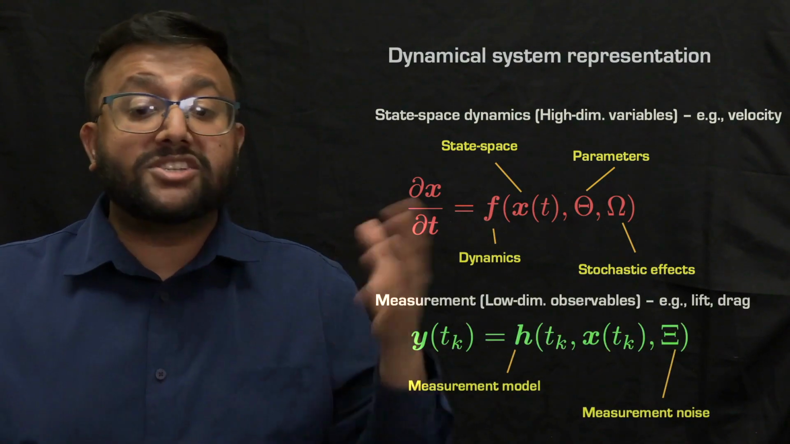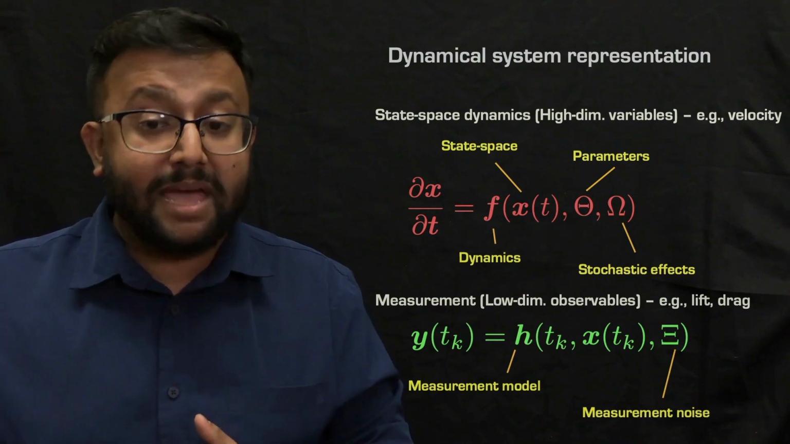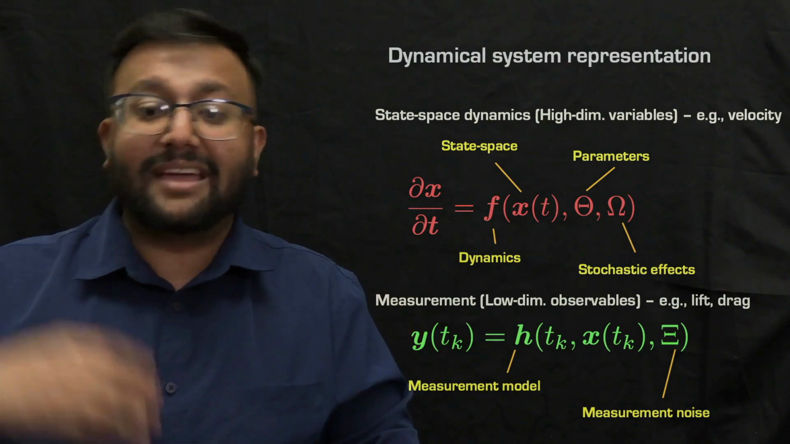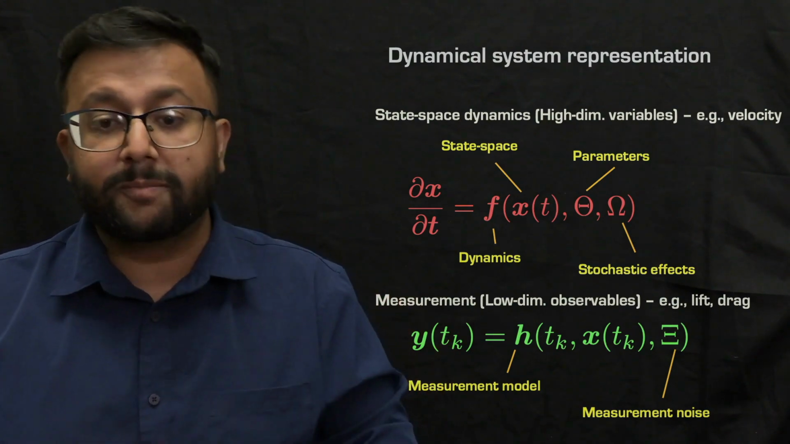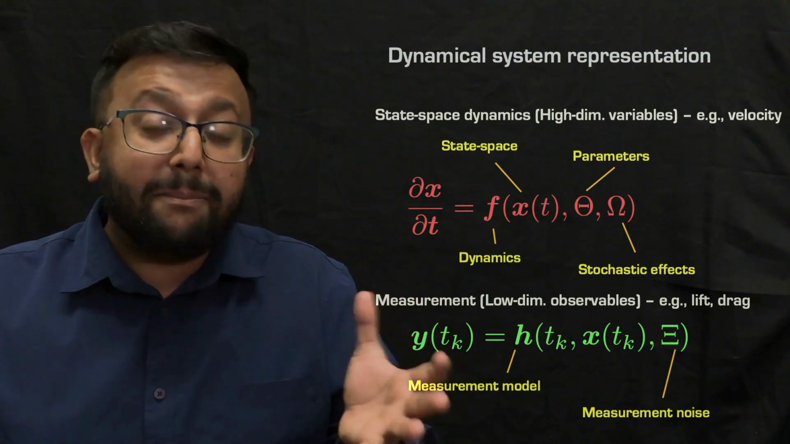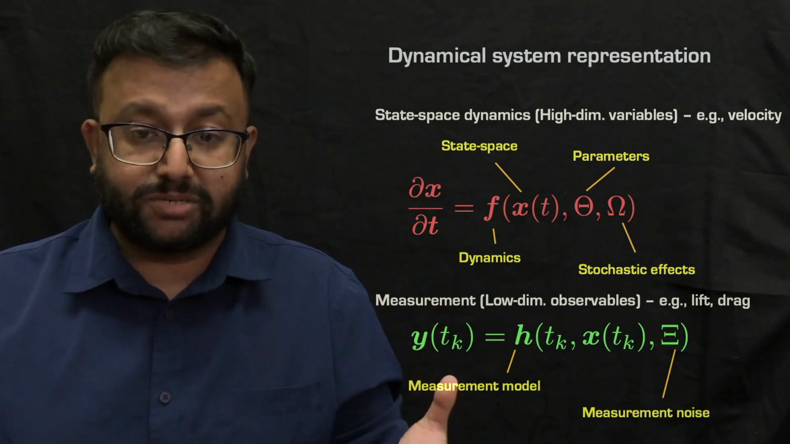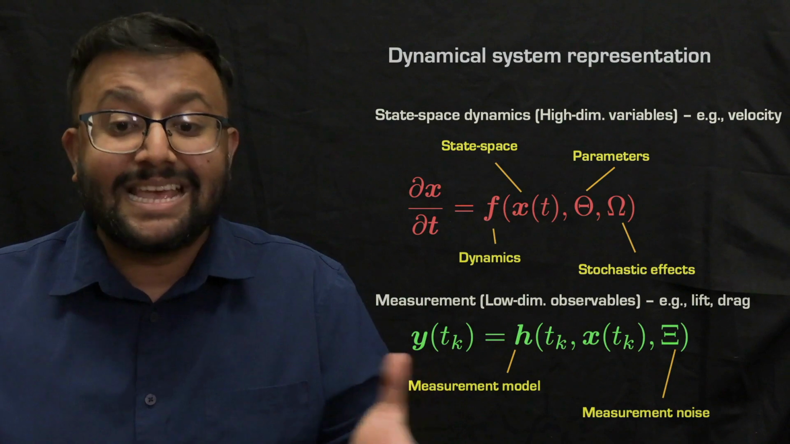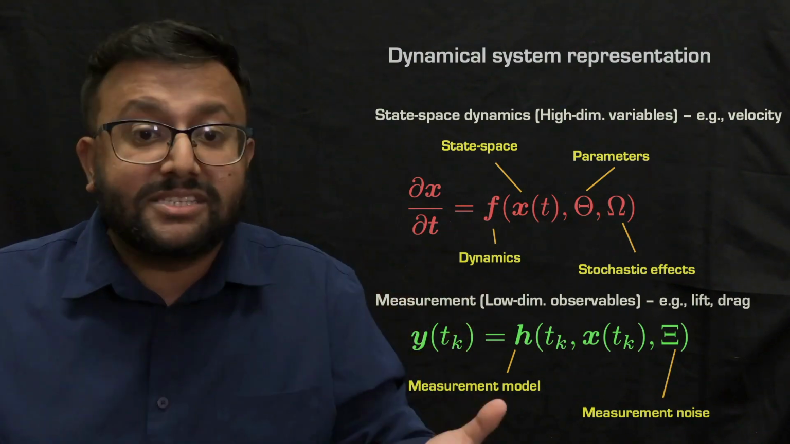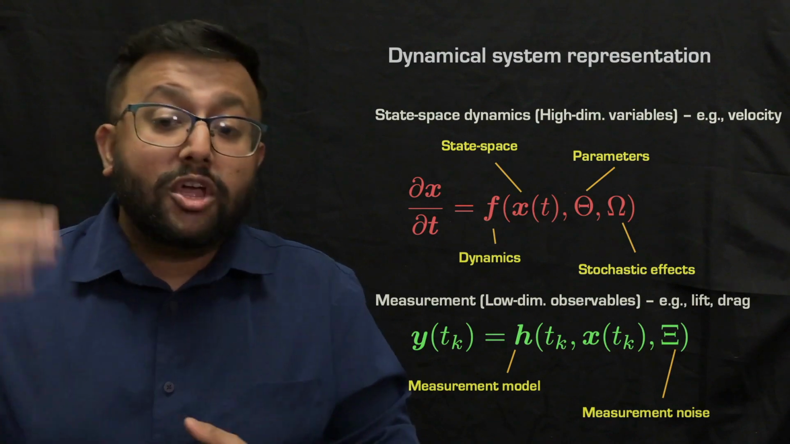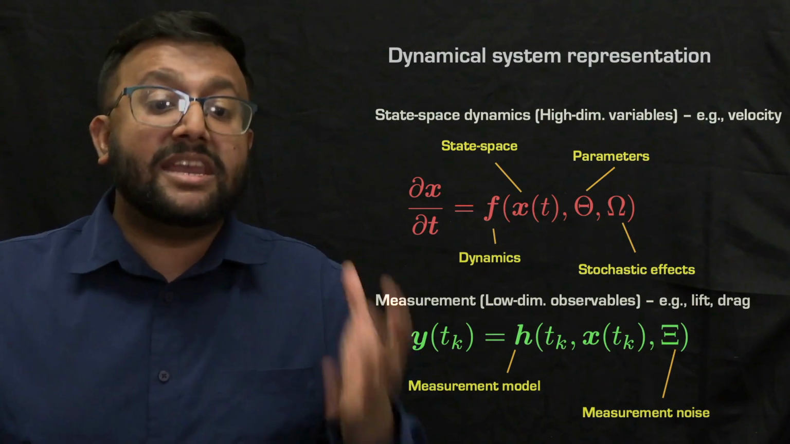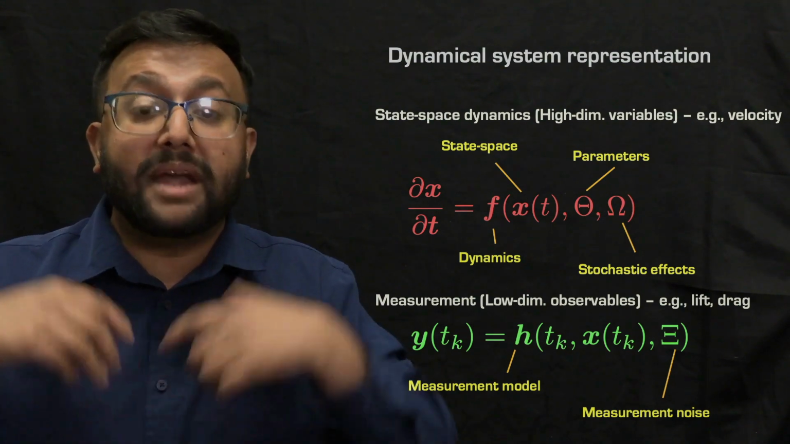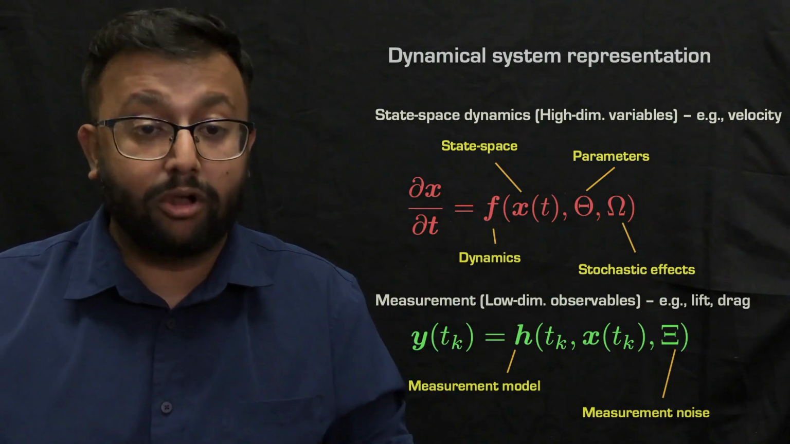Now, we can also describe the relation between the output measurements of the system, which we will call low-dimensional observables, like drag, lift, and so on and so forth, through this mapping function or measurement model H. Okay? This measurement model is usually a function of the states as well as some measurement noise that you had when collecting the data. So given these two representations and the initial state of our system, we can use this dynamical system representation to predict how the fluid flow will evolve over time.